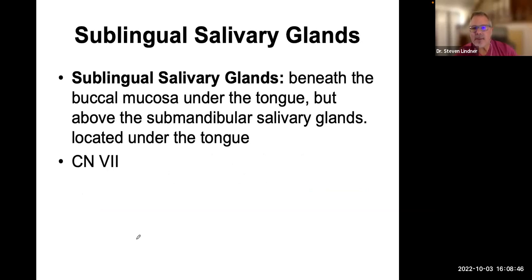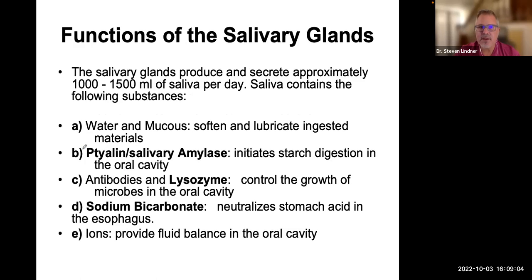And the sublingual salivary gland, that's beneath the mucosa, underneath the tongue. And it's above the submandibular salivary gland, but it is located under the tongue, sublingual, under the tongue. It too is innervated by the facial nerve or cranial nerve number 7.